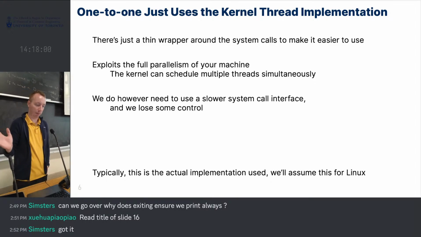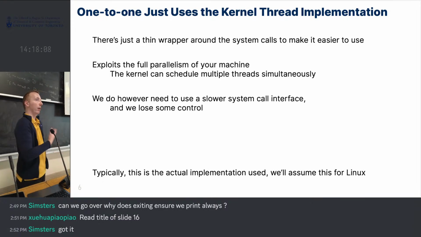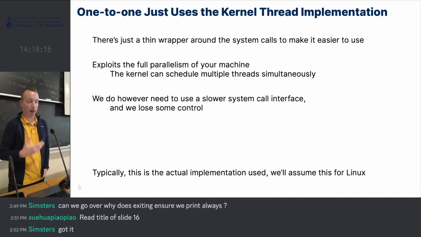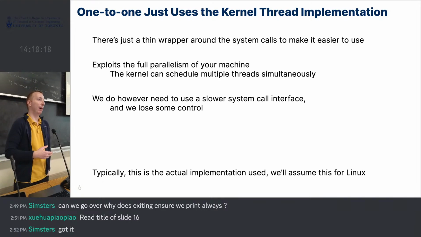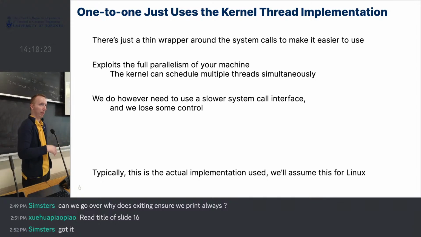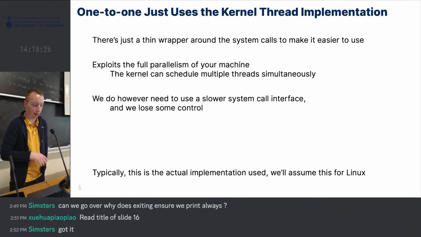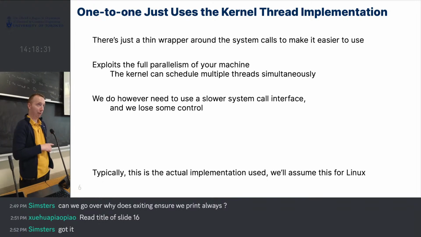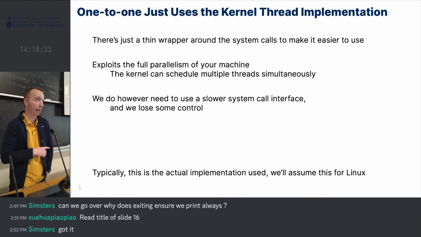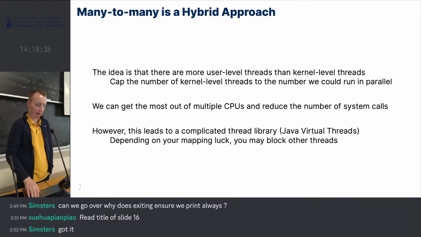So it could run them all in parallel, but it has to use this slower system call interface, and you lose some control. If we are doing a pure user thread library, you actually have some say in the scheduling. But if you're doing the kernel version, you don't have that much control. You have as much control as what we saw before with processes. You might be able to adjust your priority a little bit, but ultimately you have no control over the schedule. So typically, this is the actual implementation that's used, and this is what we'll assume for Linux using pthreads.